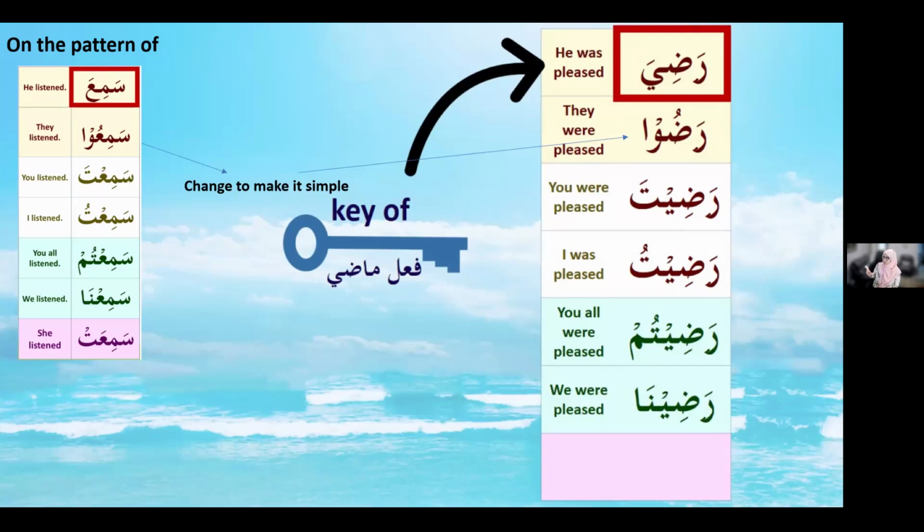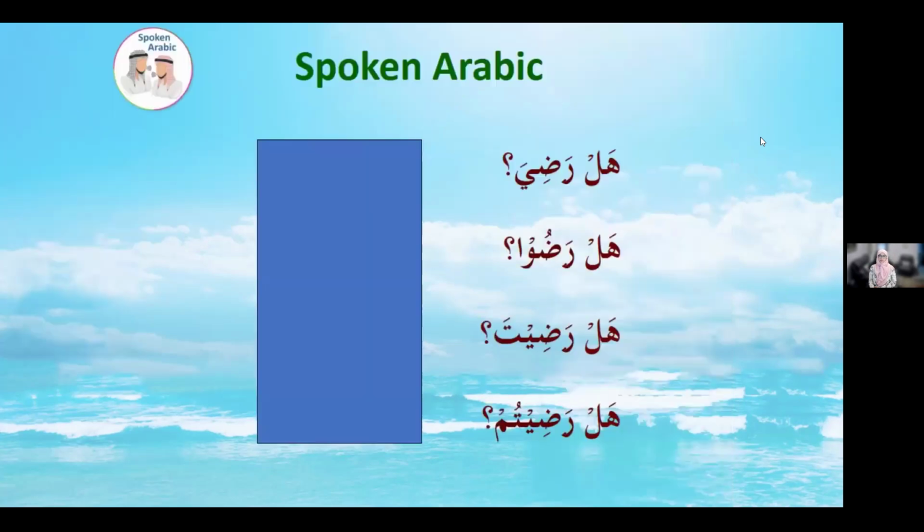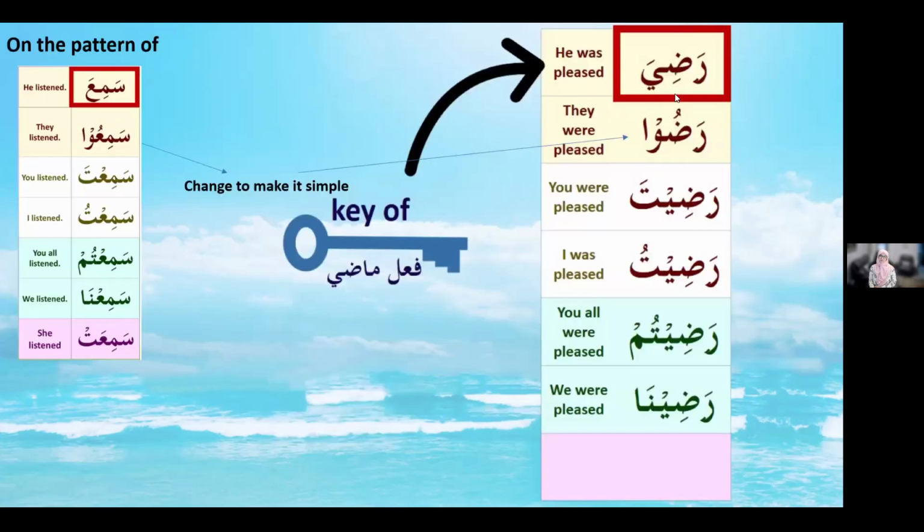Again. رضي رضوا رضيت رضيت رضيتم رضينا. Once more. رضي رضوا رضيت رضيت رضيتم رضينا. Okay, so I hope this is clear to you. All right, so now you have understood.